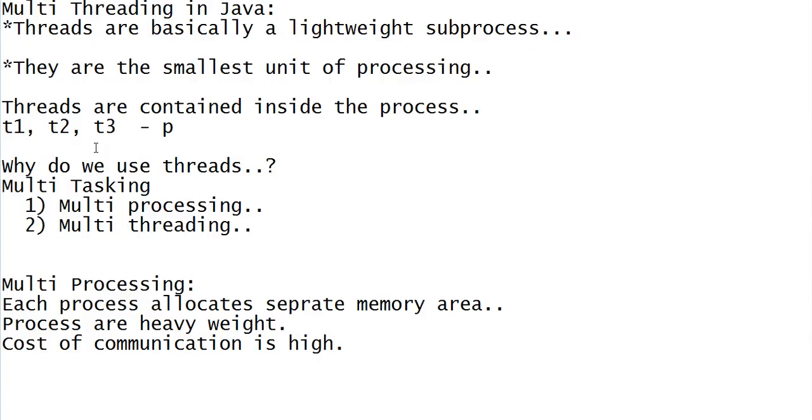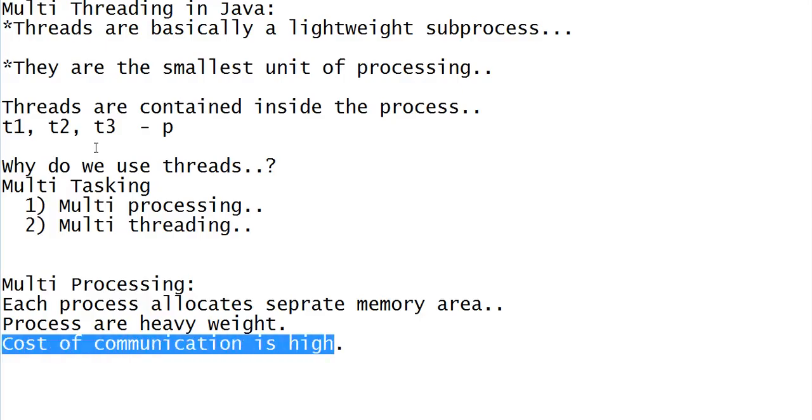So if the cost of communication is high, it somehow means the same thing, that it takes more time to execute. It takes more time to let one process communicate with another process. There are times when during the execution of process P1 there is a need of process, let's say P3. So the process P1 needs to communicate with process P3 in between its execution.